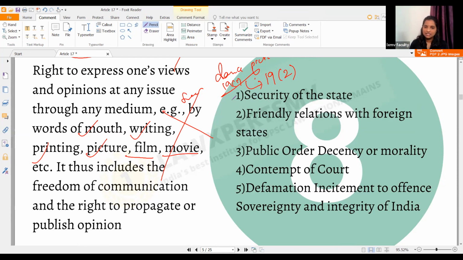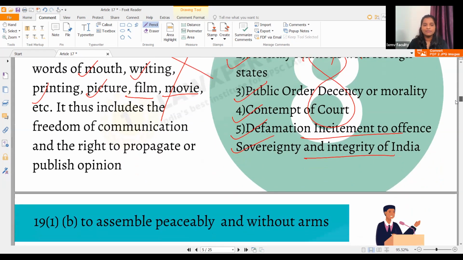First one is security of the state. Then friendly relations with a foreign state. Public order, decency, morality, contempt of court, defamation, incitement to an offense, which is against sovereignty, integrity of India, all these. So why I have given you 8 here? Because there are 8 restrictions. Okay. These are all not much important. Just have an idea. So we will quickly move.